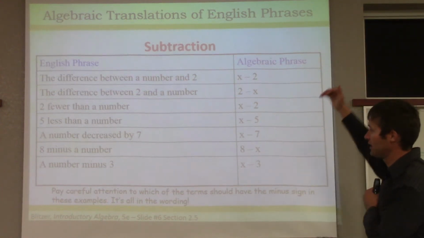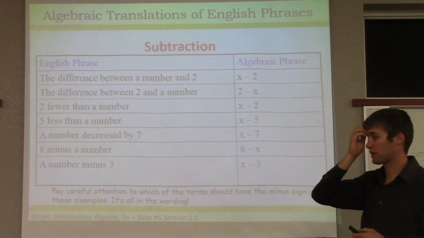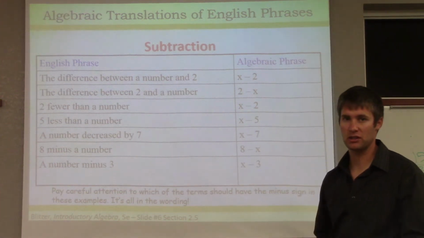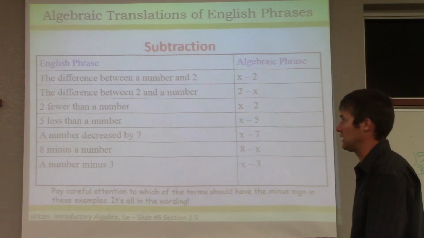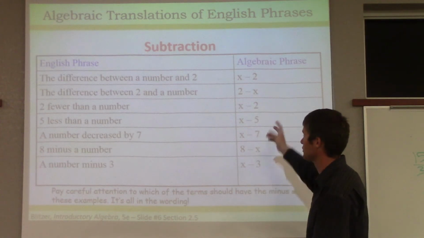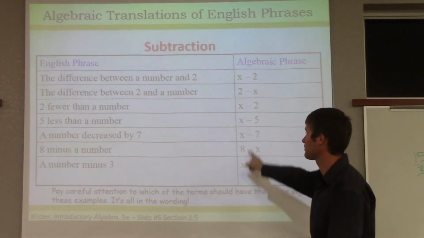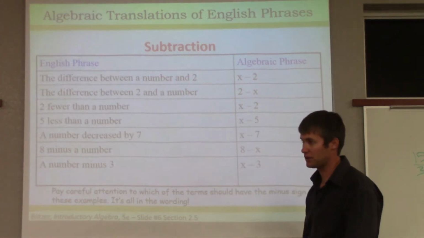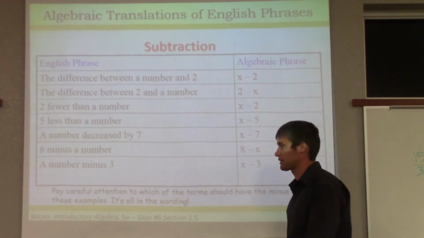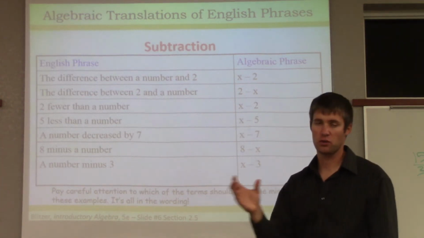Then we're going to have subtraction. I want you to write down both of these charts. Then we're going to have multiplication and division. This doesn't cover everything, but what I'm trying to do is give you an idea of the type of things you'll see. The difference between a number and 2, x minus 2. The difference between 2 and a number, just switching the order. 2 fewer than a number, x minus 2. 5 less than a number, x minus 5. A number decreased by 7, x minus 7. 8 minus a number, so 8 minus x. A number minus 3. It's important that we understand which order it's giving us.